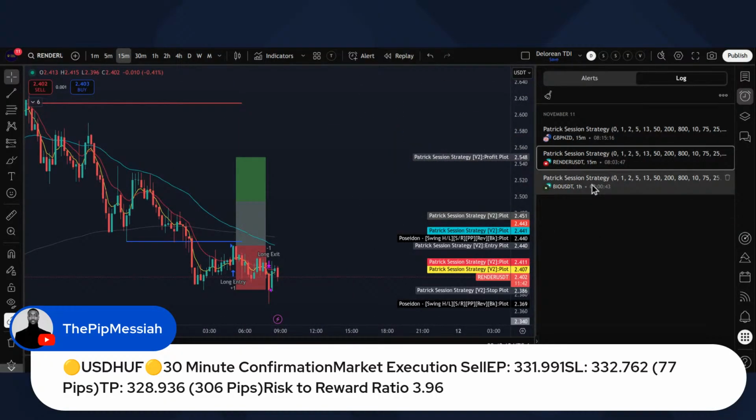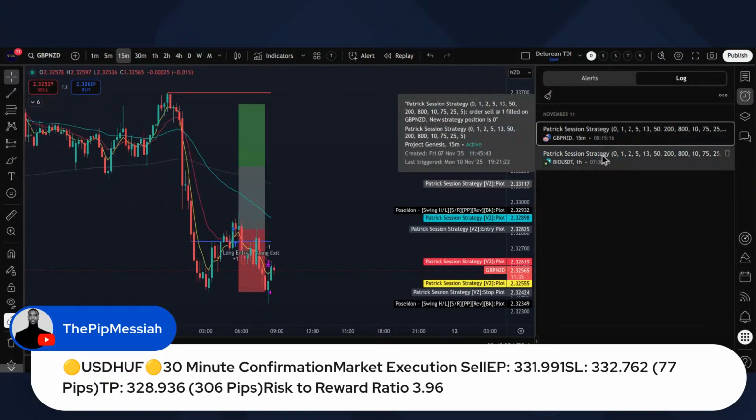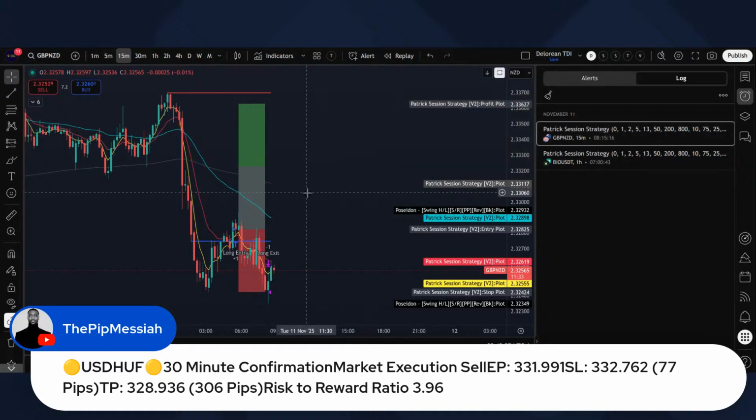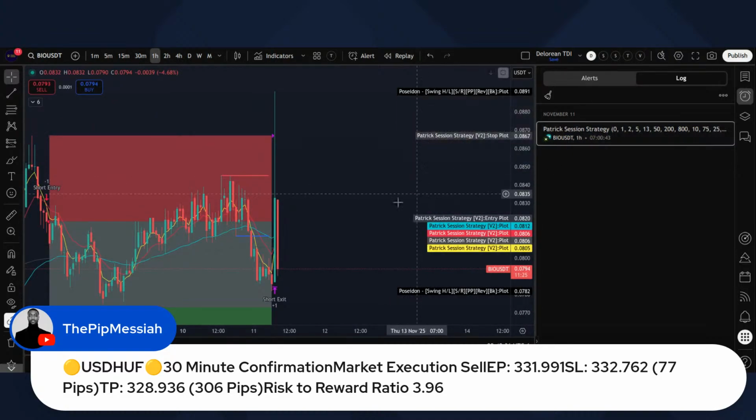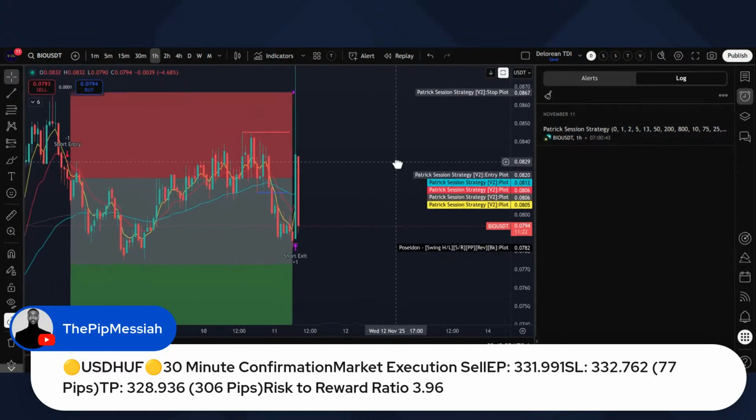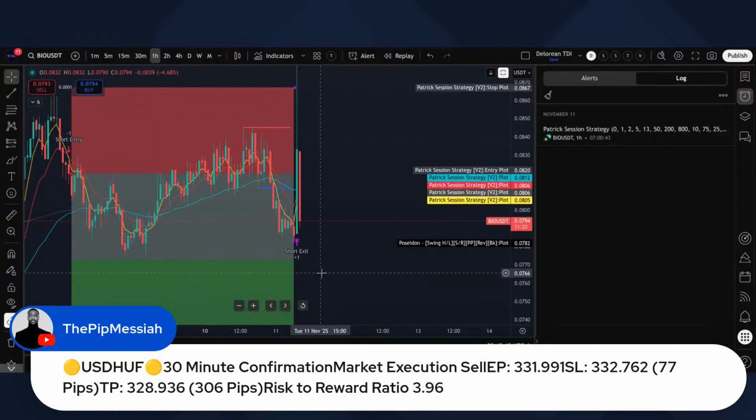We have render versus tether that hit the original stop loss, so that's invalid. And we have Great British Pound versus New Zealand dollar, also invalid. Then go ahead and nuke bio because it looks like it's likely to continue falling. There's no point in entering this trade.